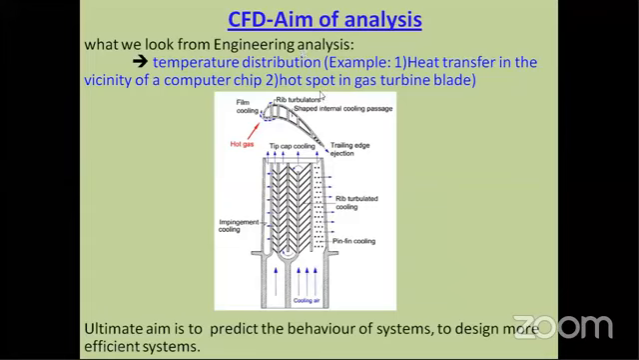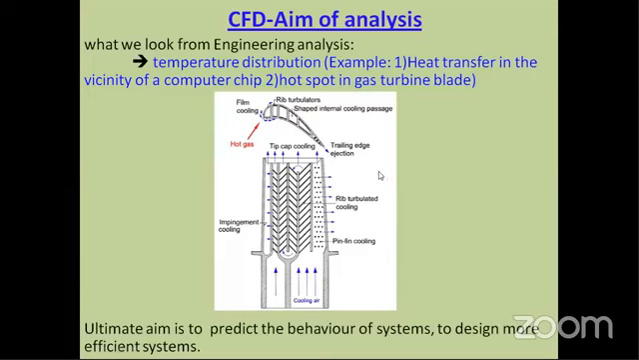If at a particular location the temperature is increasing, then what will happen? It will create thermal stresses and it is harmful for the life of the blade. So as a design engineer, we have to design in such a way that the temperature distribution is uniform.